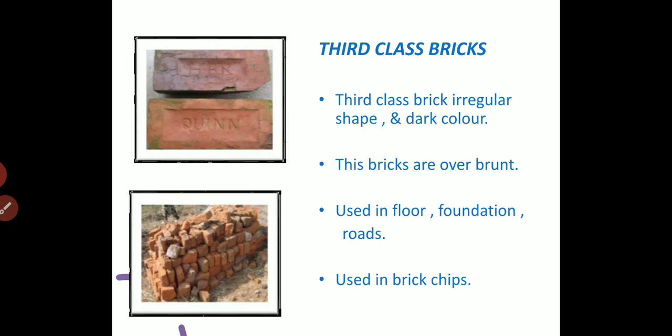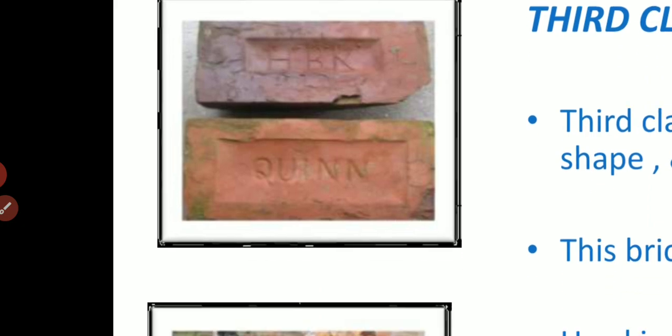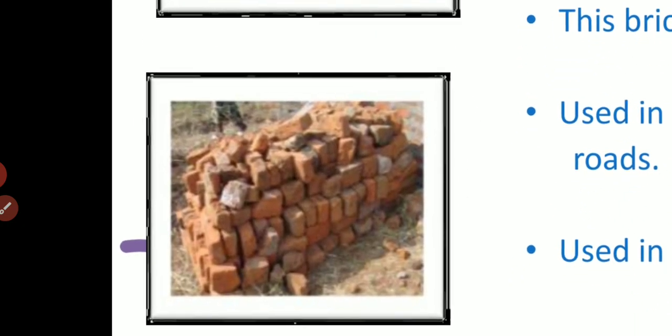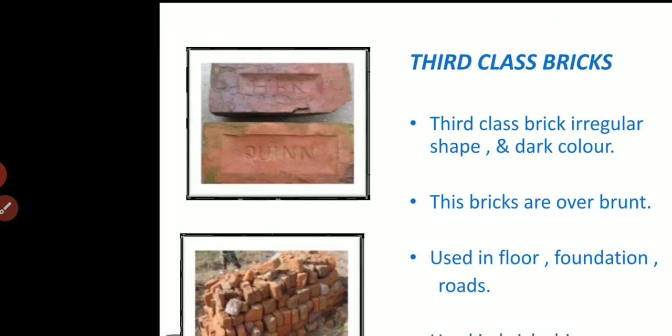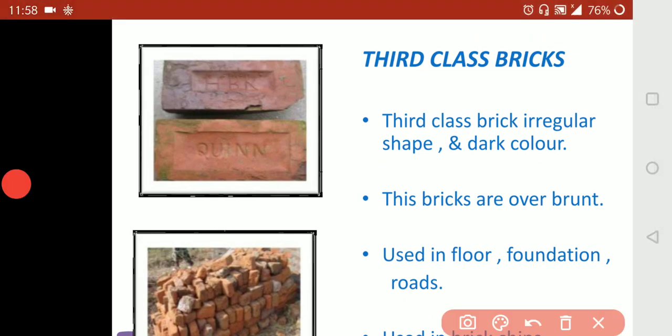The next is third class brick. See the image of the third class brick. You can see here that third class bricks are ground molded and burned in clamps. Their surface is very rough and they have distorted edges. You can see the edges here, distorted edges.